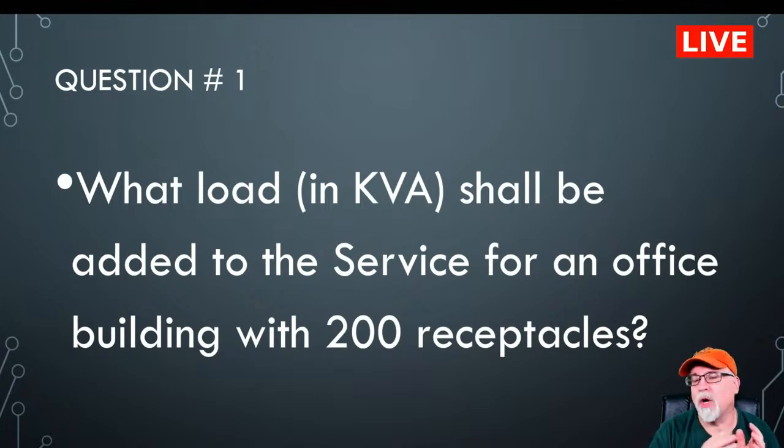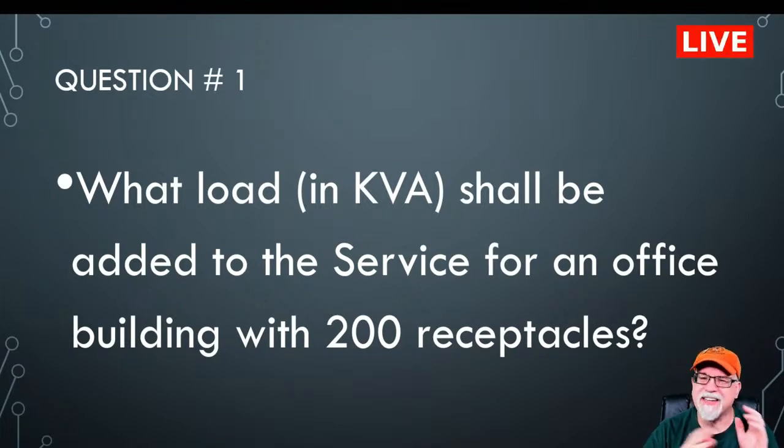Now, when it says what load, it could have also said, what is the demand load? Or it says, what is the calculated load that shall be added to the service? There's ways it could have said it that imply that you need to do some type of calculation. Here it says what load in kVA shall be added. So this is about a service calc. So it wants to be able to do all of the demands if they're applicable, and now apply this value to the service for this office building.